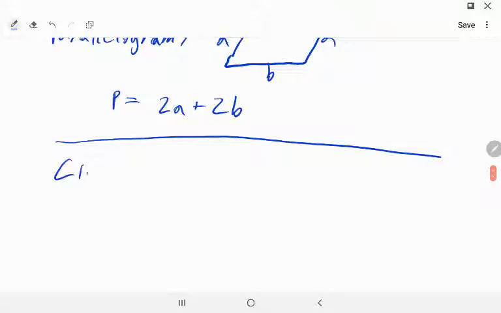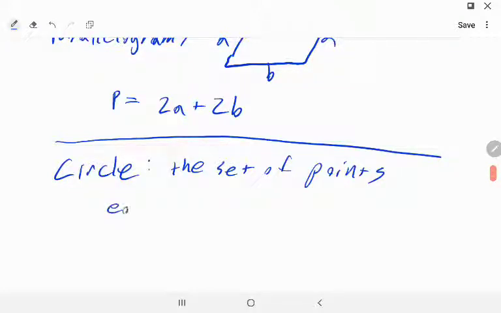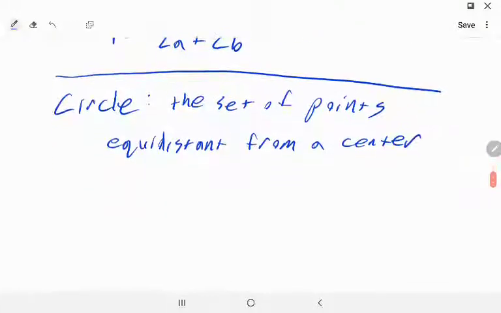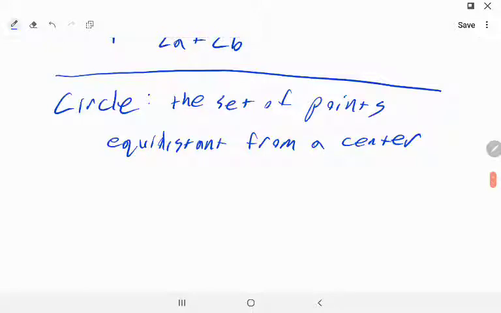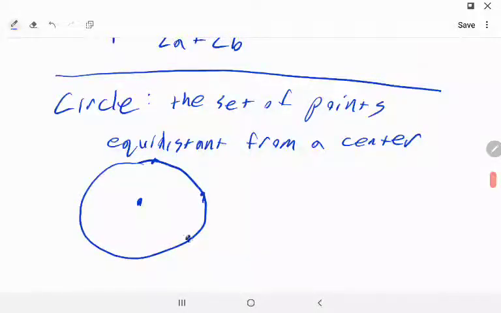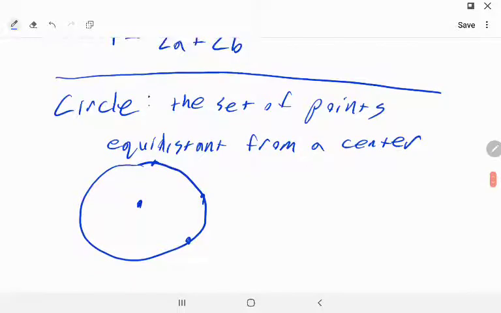Circles are a little bit different. A circle, remember, is the set of points equidistant from a center. So we notice that given a center, every point on that circle is the same distance from that center point.